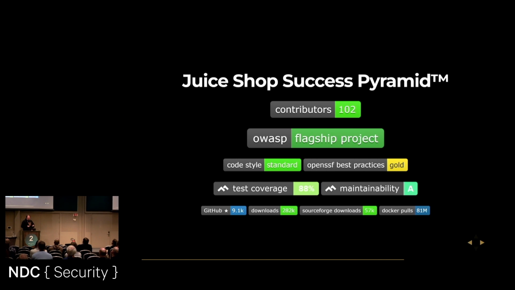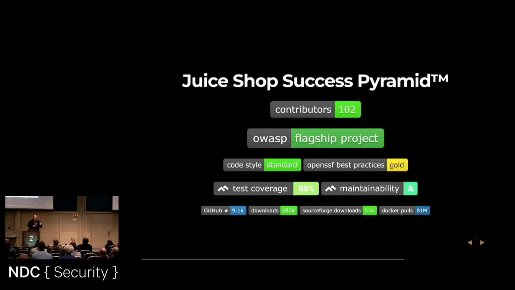So some statistics about the Juice Shop. We had over the time a total of 102 contributors. As mentioned, we are a flagship project. The Juice Shop has a gold medal from the OpenSSF best practices test, so to say. That's basically a self-assessment that you do, where you have to prove that you fulfill certain security practices. And it's quite easy to get the lowest grade, but it's significantly harder to get to the higher grade.